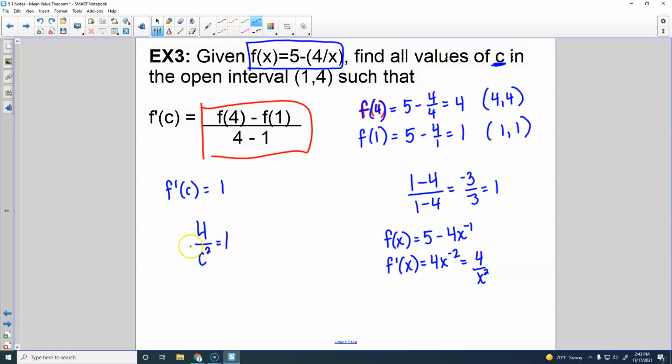So, multiply both sides by c squared. That'll get, because anytime something's in the denominator, you got to get it out of the denominator. So 4 equals c squared, square root both sides. It's technically a plus or minus 2, but we're only looking on the interval from 1 to 4, so c is going to equal just the positive 2.